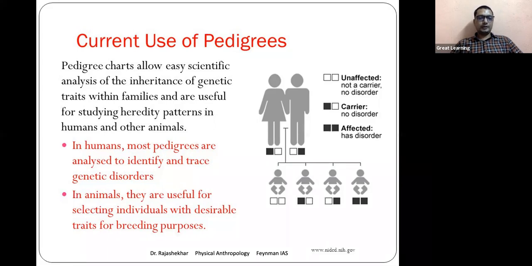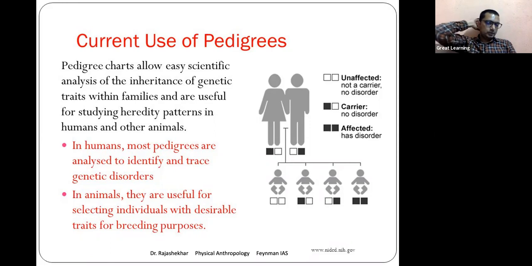So to trace and identify genetic problems and for carrier screening. You can also identify carriers; carrier analysis can be done. So affected people and carrier people can be calculated here. Not relevant here, but in animals, they can also use this for breeding, to select a desirable species. Family history can be taken for choosing the right mate for the breeding process in animals.